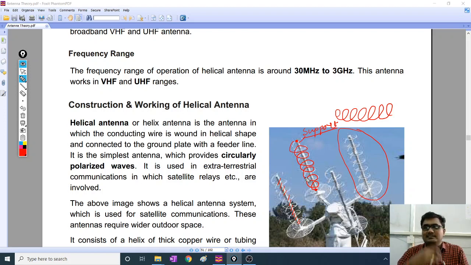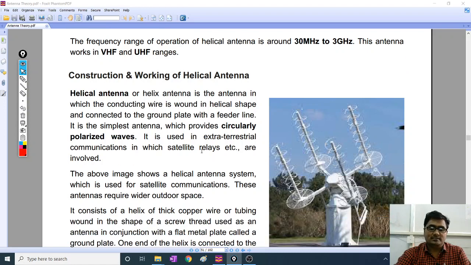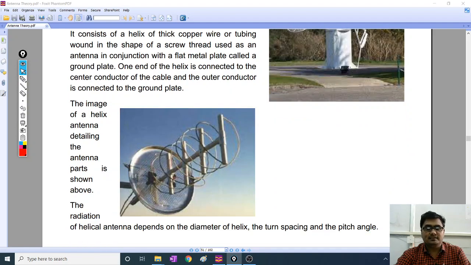So as I said, why wound a single wire and make it a helix? To get a different polarization. What is that different polarization? The different polarization is circular polarization. So the wave is circularly polarized. What we get is circular polarization. E and H start rotating around that rod. So that's why I said when you form a helix from a simple wire, you will get a different polarization. Instead of linear polarization, I am getting a circular polarization.